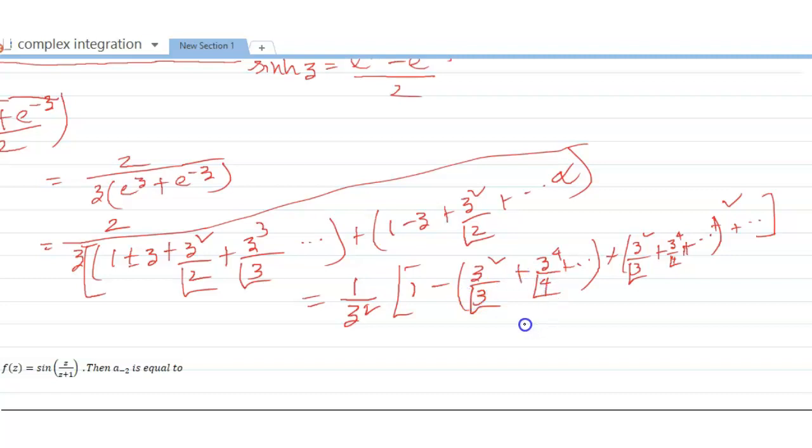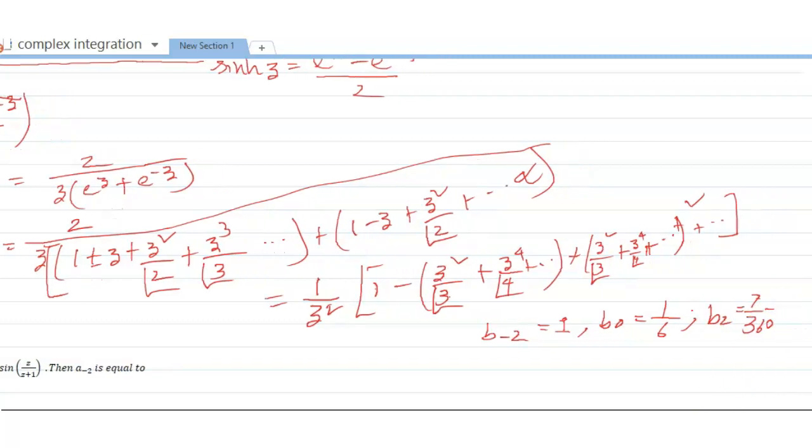So my b minus 2 is equal to, obviously 1, because otherwise everything is a higher term. And b0 is equal to 1 by 6, as 3 factorial is 6, z square cancels. And b2 is equal to 7 by 360. This is my total formula, friends.